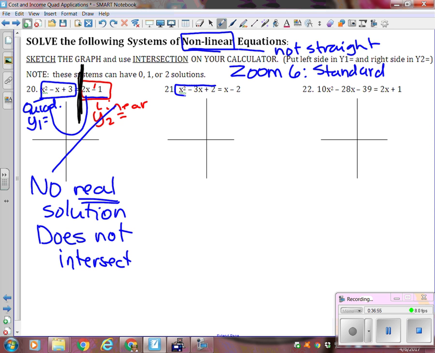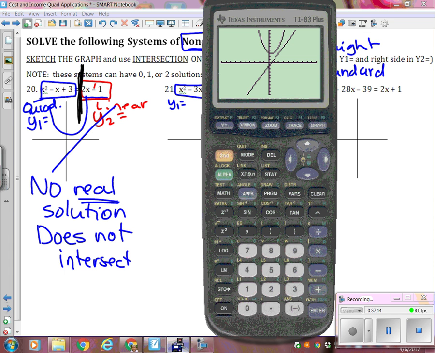Everything to the left. Find your equals and let that split your problem into two parts. Everything to the left is going to go in one equation. I'll put it in y1. And everything on the right is going to go, guess where? Into y2. Okay?